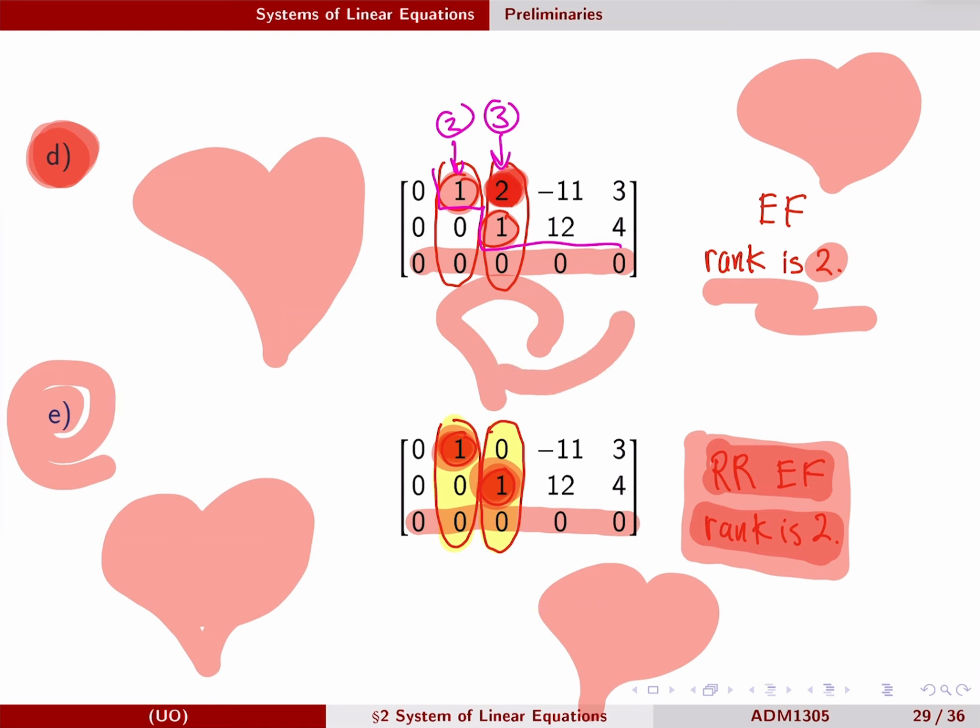So for this small section about finding if a matrix is in echelon form or in row reduced echelon form, and to be able to find or compute the rank, that's it.